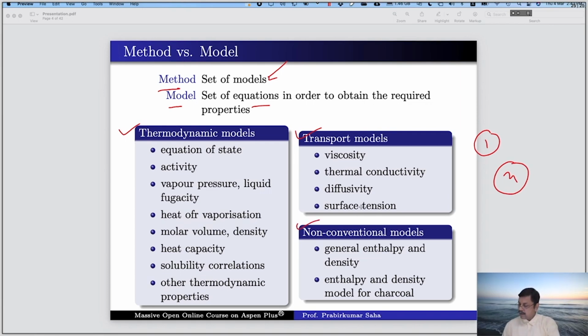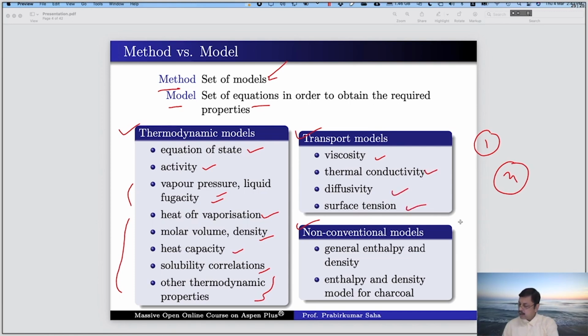As we have already discussed before, a model is basically a set of mathematical equations. So those mathematical models are there for these items. In the thermodynamic case, we have equation of state, activity, vapor pressure, liquid fugacity, heat of vaporization, molar volume, density, heat capacity, solubility correlation, and other thermodynamic properties. Whereas in transport models, we have viscosity, thermal conductivity, diffusivity, surface tension, etc.